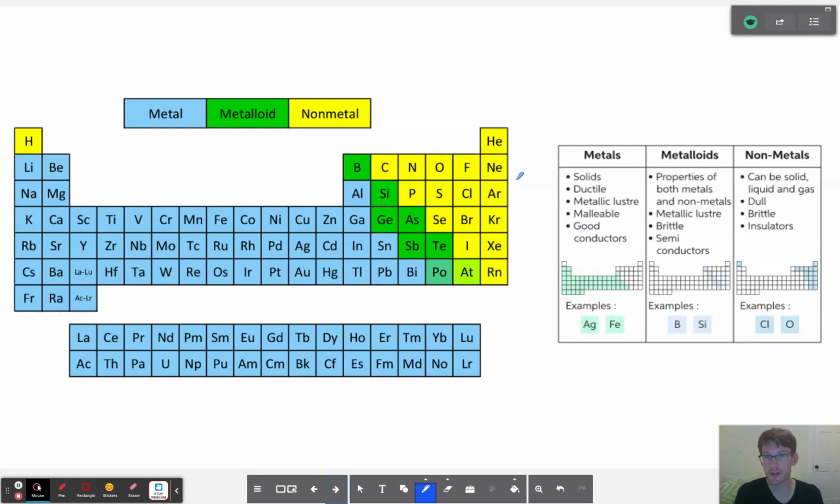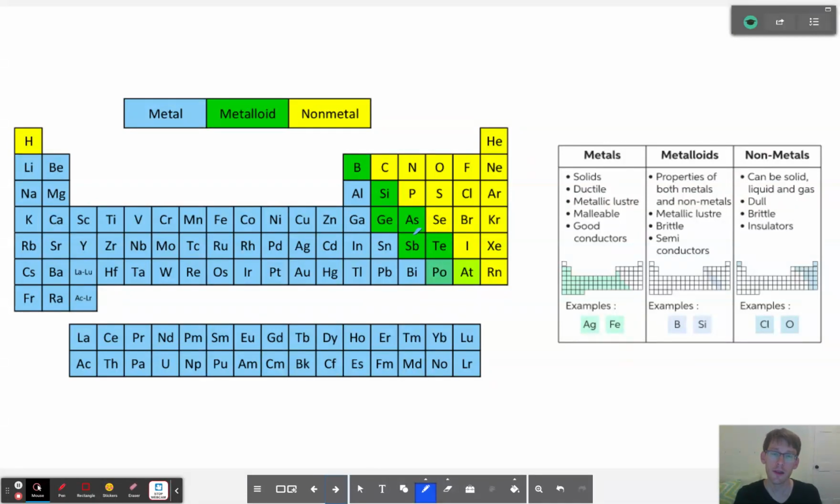Nonmetals are pretty much the opposite. They might be solids, but they could also be liquids and gases. Many of them are. And they are dull, they're not shiny, they're brittle, meaning that if you hammer them, they'll just break apart, and they are insulators, they are poor conductors of heat and electricity.